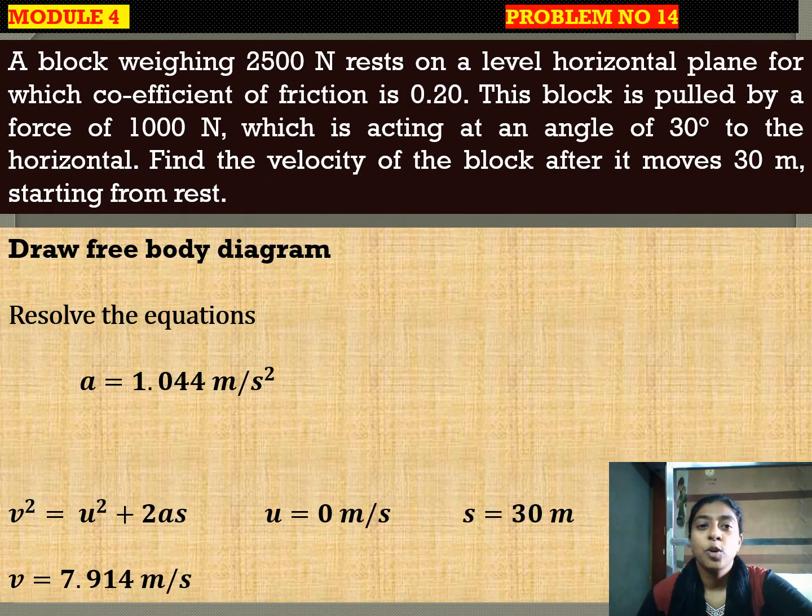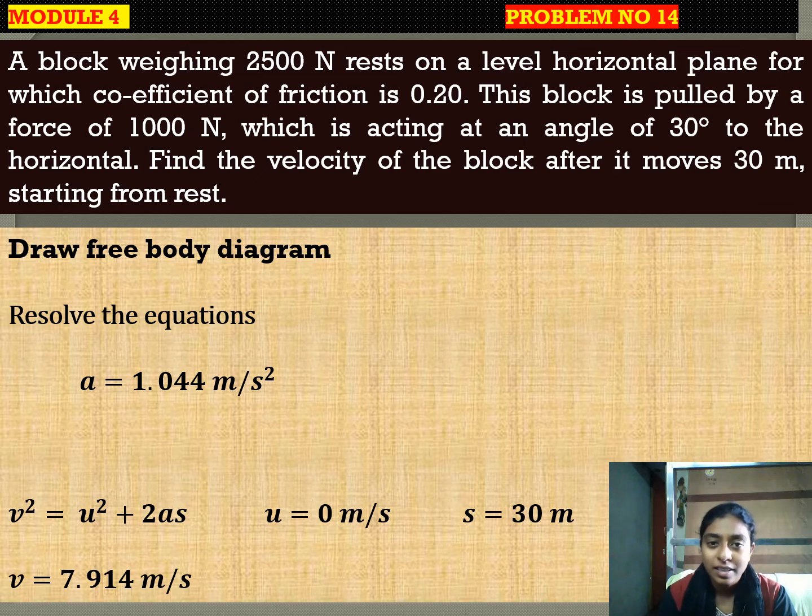Okay, the next problem is: a block weighing 2500 Newton rests on a level horizontal plane for which the coefficient of friction is 0.20. This block is pulled by a force of 1000 Newton which is acting at an angle of 30 degrees to the horizontal. Find the velocity of the block after it moves 30 meters starting from rest.